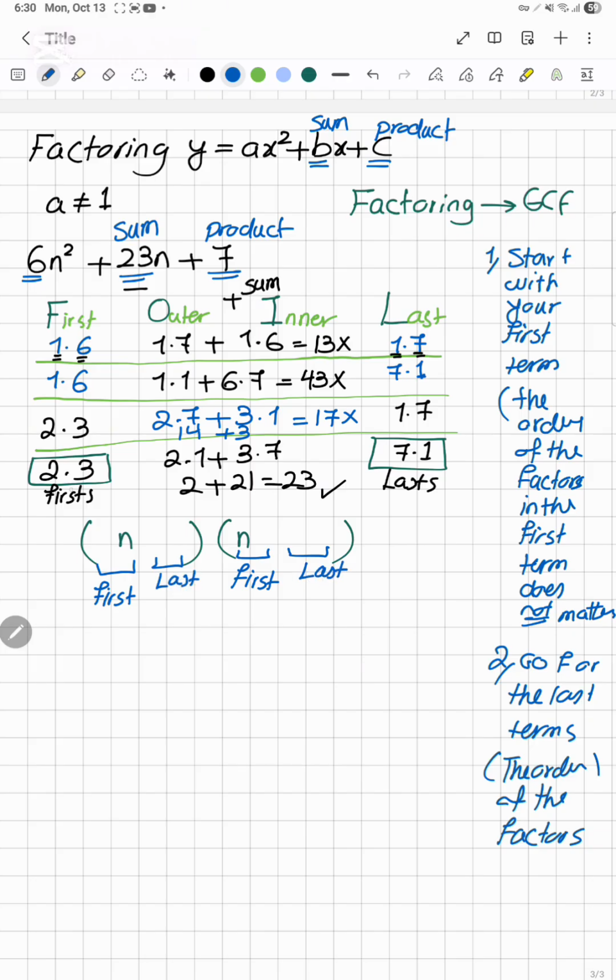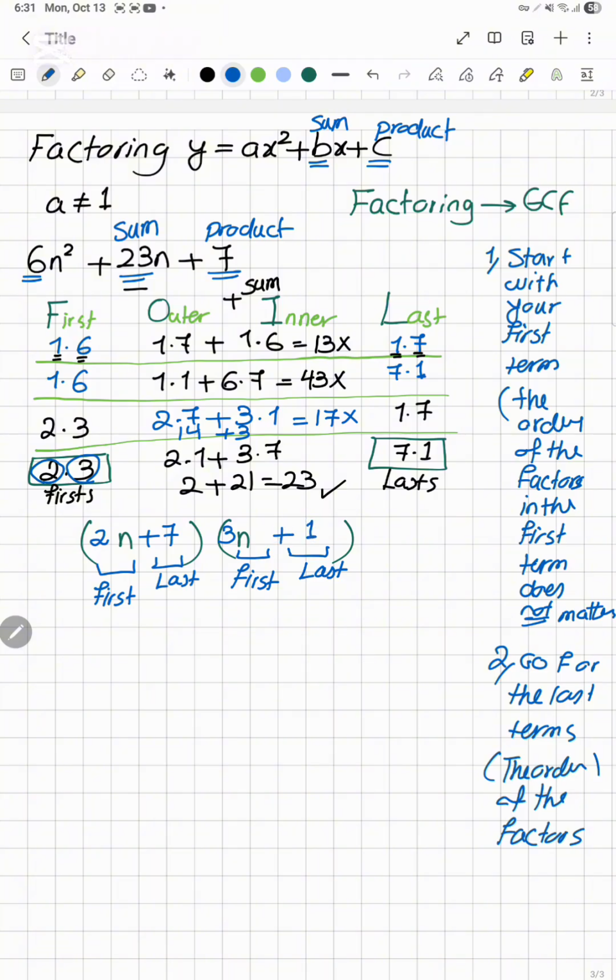So the first terms that I have found are going to go into the 2 different parentheses as their first term, and their order matters. So the first one goes into the first parentheses, and it's going to be 2, and the second one goes into the second parentheses, and it's going to be 3. And then these are the last terms of each parentheses. Again, the order matters. So the first one goes into the first parentheses, it's positive 7. And the second one goes into the second parentheses, and it's 1.